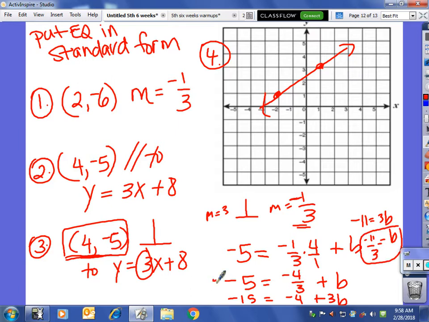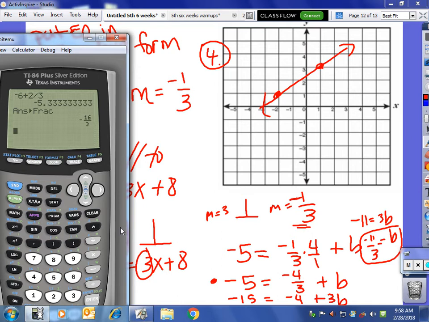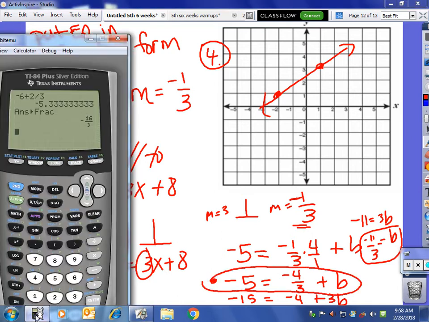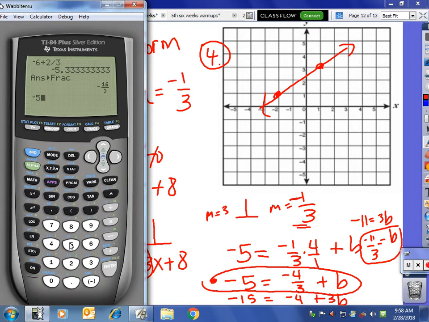And just to check myself, I'm going to go back to this step right here and do it the calculator way. Right here, I was supposed to add 4/3 to both sides, so I'm going to try it that way. I'm going to do negative 5 plus 4/3, and I get negative 3.6 repeating. Math, enter, enter. Yes, I did it right. That is negative 11/3.